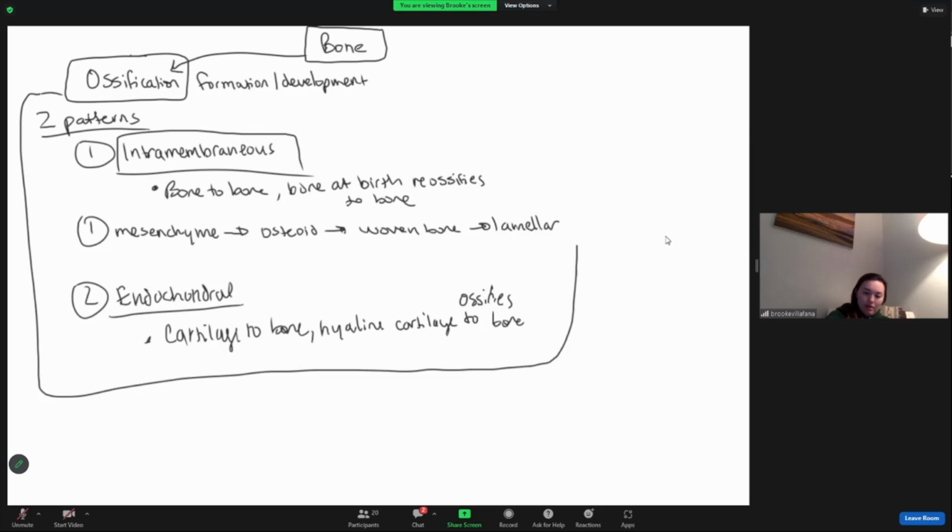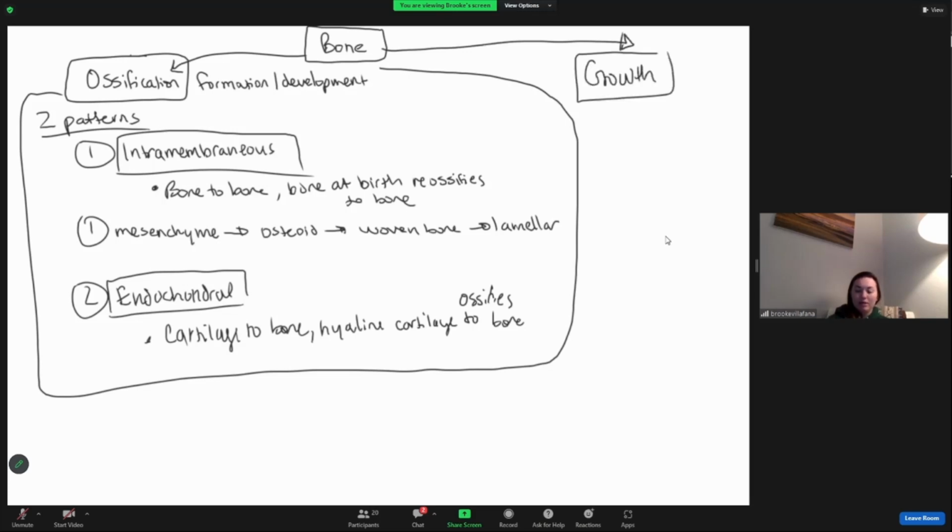Okay, so this is it for ossification. That's all you need to know. So for growth of bone, this is something that is going to be a little confusing because it uses the same words as cartilage, but we want you to know it differently. So I'll make sure that we'll write it clearly.